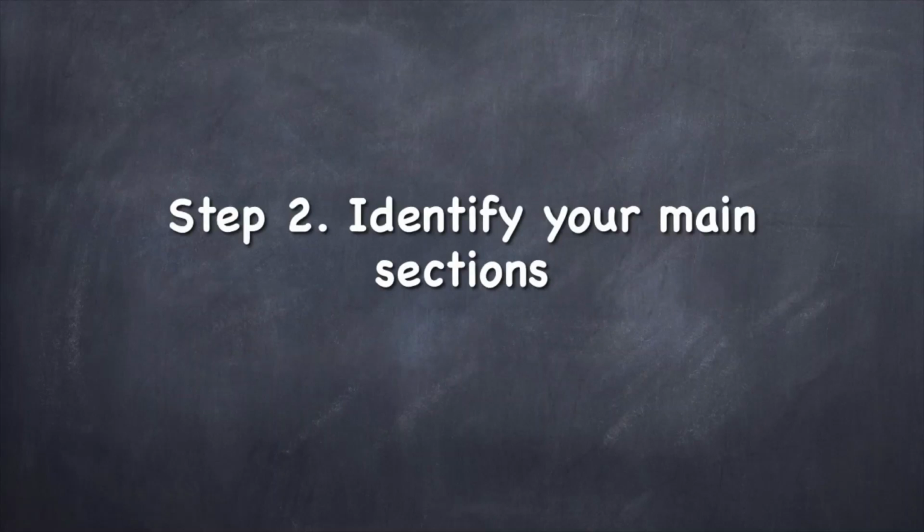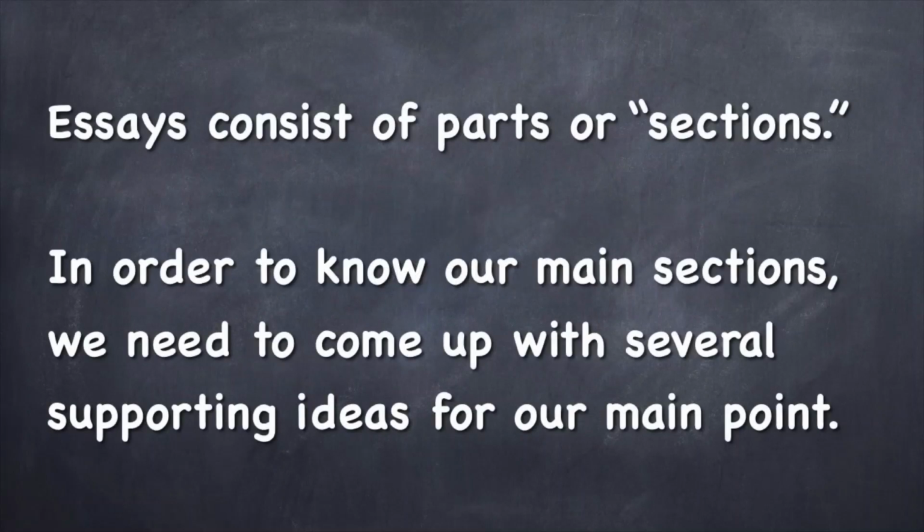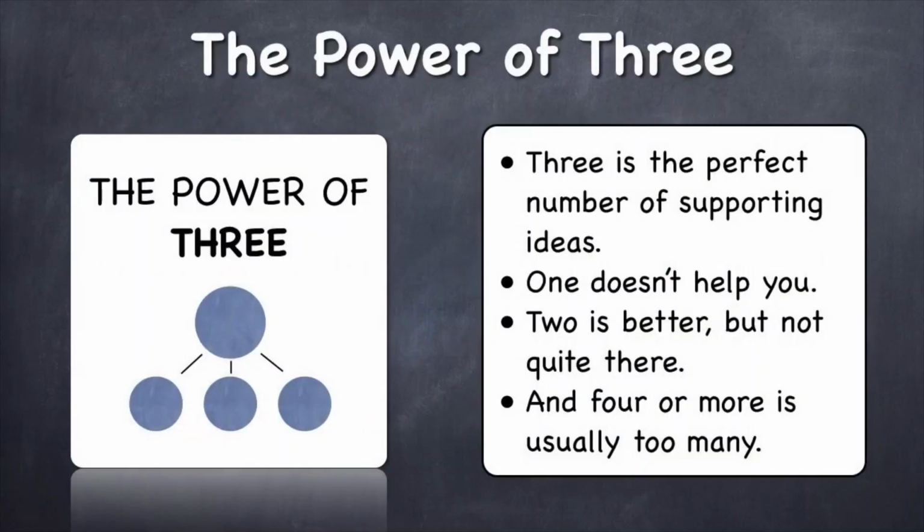In other words, identify your supporting points. Now, essays consist of parts or sections. In order to know our main sections, we need to come up with several supporting ideas for our main point. Now let's do it. We're going to use the power of 3. Why? Because 3 is really the perfect number of supporting ideas.